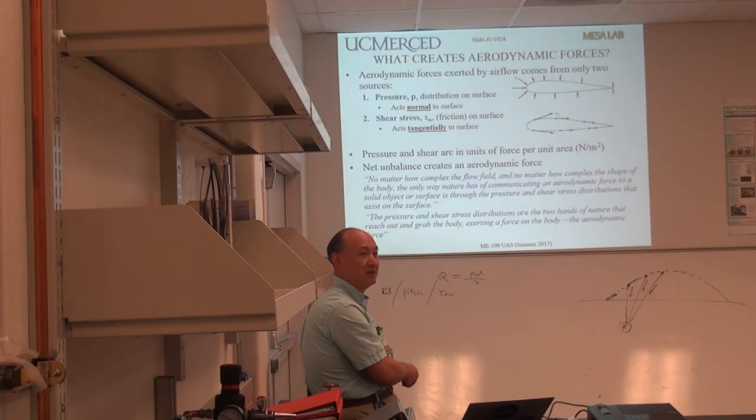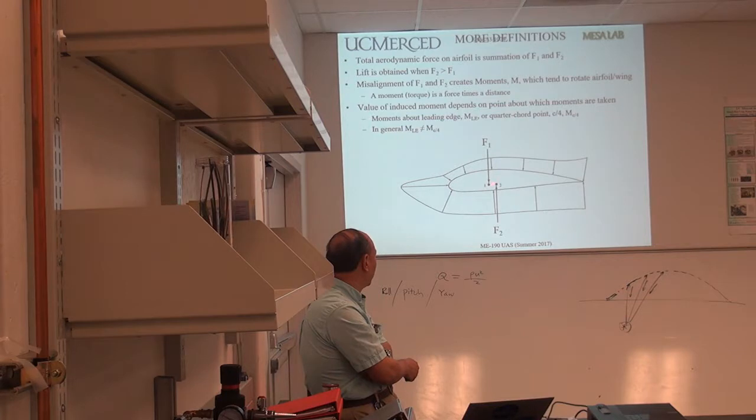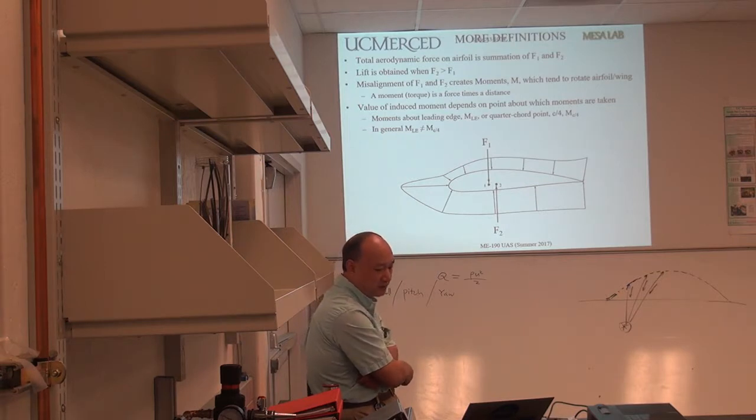One is the distribution of pressure. One is the distribution of the shear. So then they will produce different forces. If they are not aligned, they will produce some sort of moment. This moment is called aerodynamic moment. We're going to go through that later.